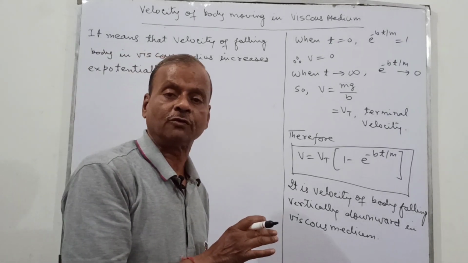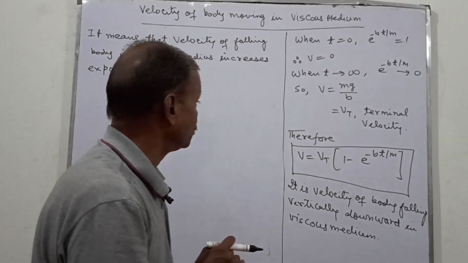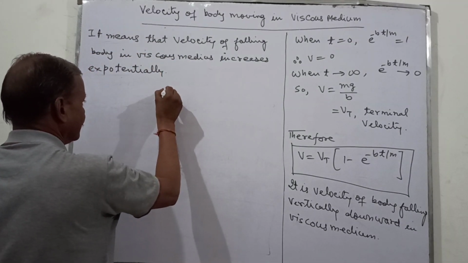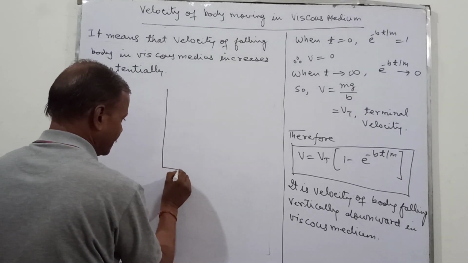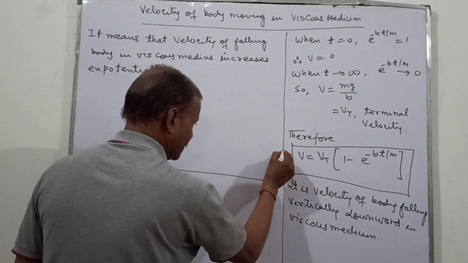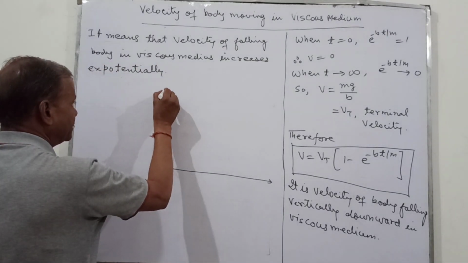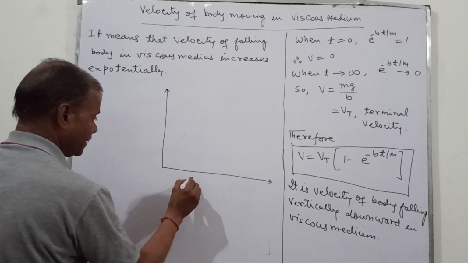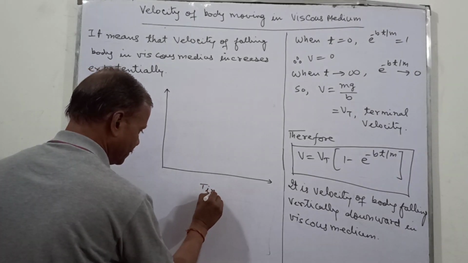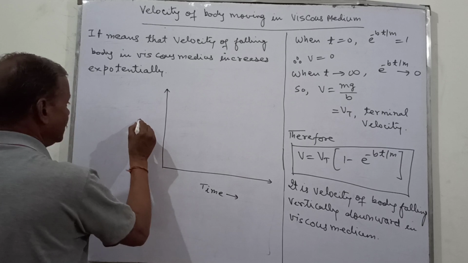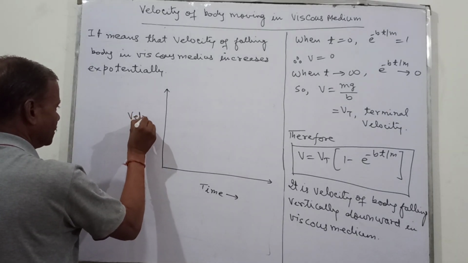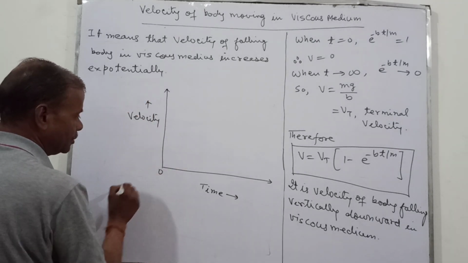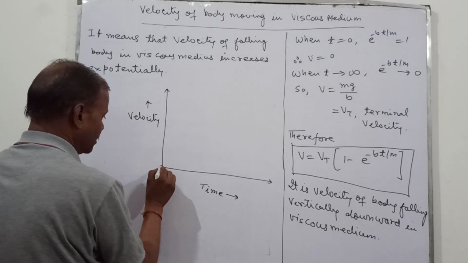So now we can show this by the graph. I have told this graph earlier also. Here we take the velocity, here we have the time. This is now 0. So what happens?